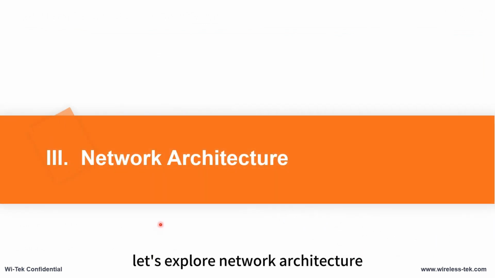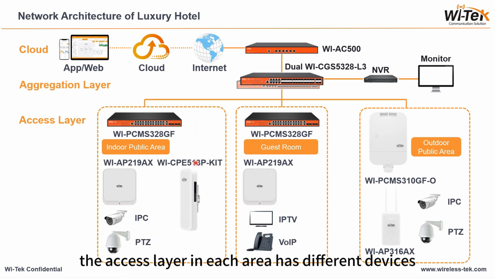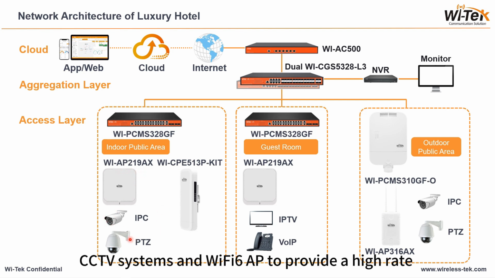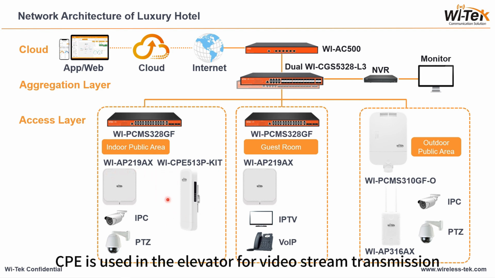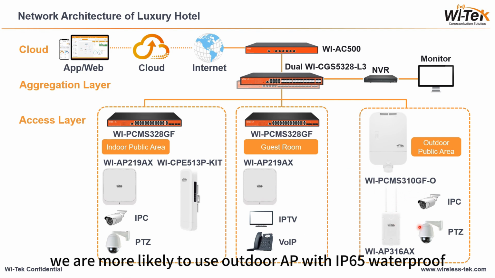Next, let's explore network architecture. The first is for luxury hotels. The access layer in each area has different devices, and indoor public areas must install IP cameras to build CCTV systems and Wi-Fi 6 AP to provide a high rate of surfing the internet. CPE is used in the elevator for video stream transmission. In guest rooms, there are Wi-Fi coverage, IPTV and VoIP. In outdoor areas, we are more likely to use outdoor AP with IP65 waterproof.